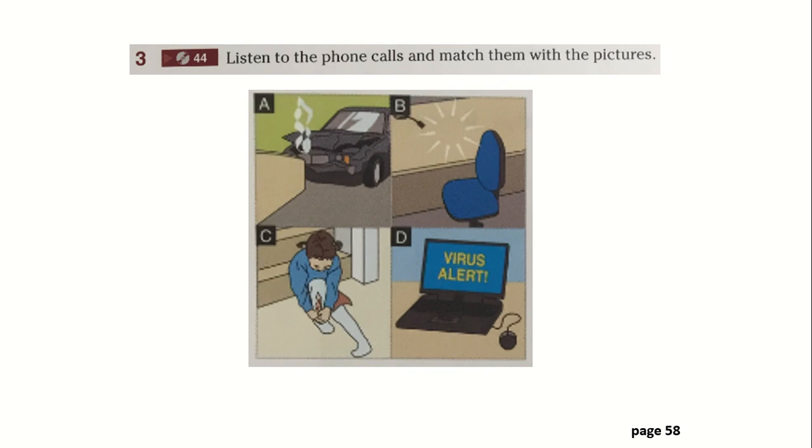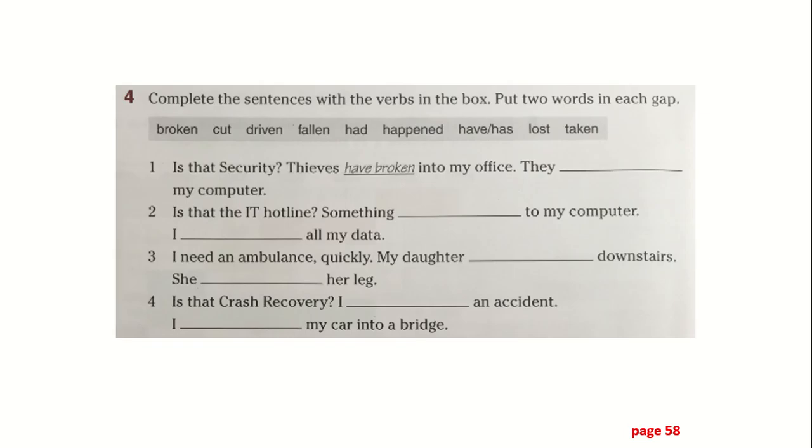Okay, now after listening, let's see. Sorry, A is phone call number 4. B is 1. C is 3. And finally, D is 2, of course. Very good. Now let's move to the last exercise for today's lesson.